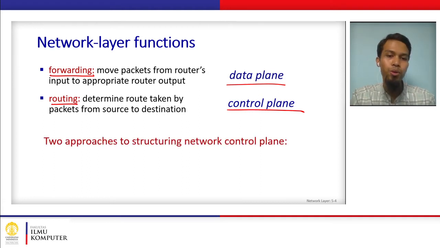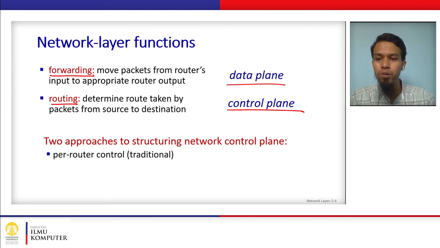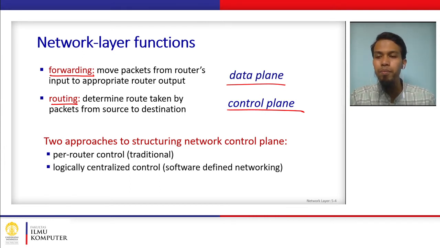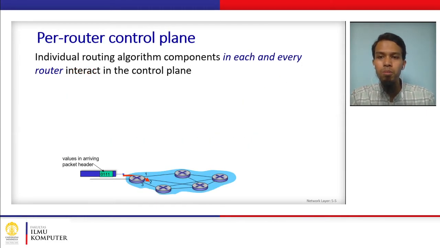And then we also talk about this. There are two approaches to structuring the network control plane. The first one is per-router control, which is the traditional or legacy system, where the control plane and data plane are in the same system or the same device, like the router that we have all seen. And the second one is logically centralized control. This is the approach in software defined networking, or SDN.